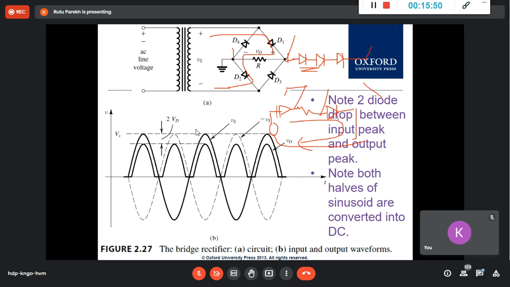See, this voltage drop is always 0.7. Yeah, 0.7 is there when it is conducting. As I said, you know this. The nature will not change.